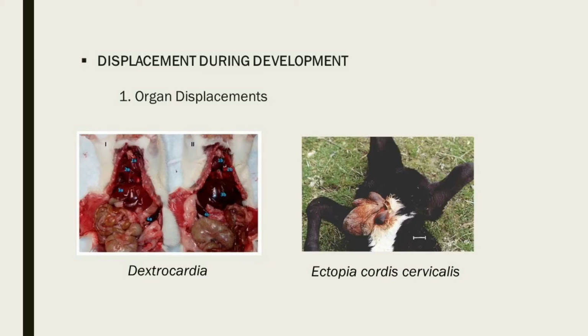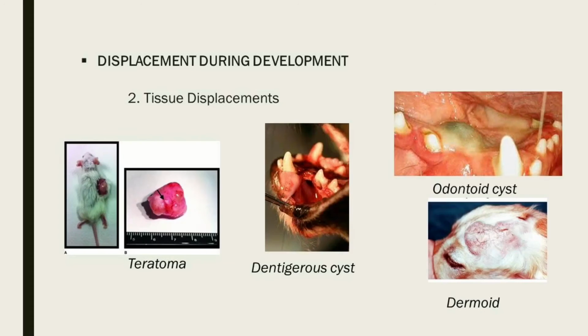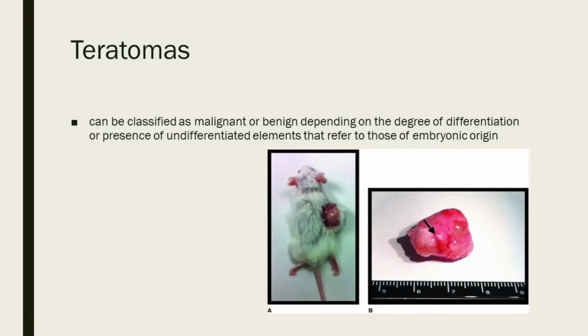For displacement during development, we have number 1, organ displacements. Example, dextrocardia and ectopia cordis cervicalis. In dextrocardia, the heart is transposed to the right side, while in ectopia cordis cervicalis, the heart is displaced into the neck. For the displacement of tissue, we have number 1, teratoma, which is a rare germ cell testicular cancer composed of cells that are not normally present in the site where it originates.